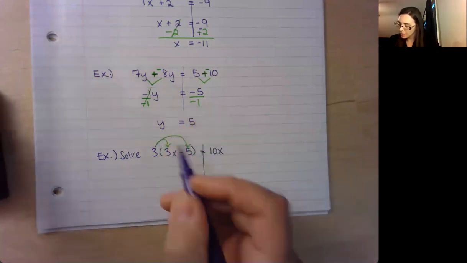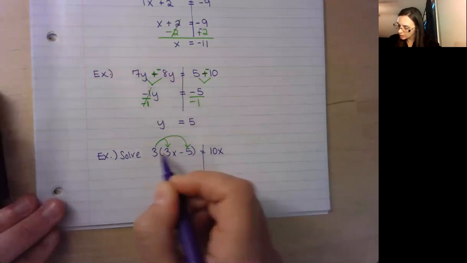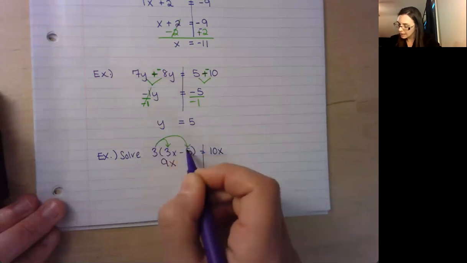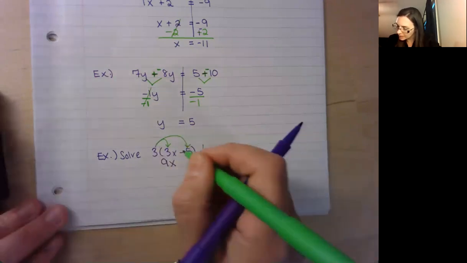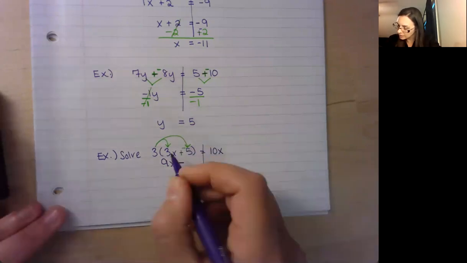So I'm going to go ahead and multiply through. So I have 3 times 3, which is 9. So I'm going to be left with a 9x. And then 3 times a minus 5, or a plus -5 here, is going to be a minus, or a -15.